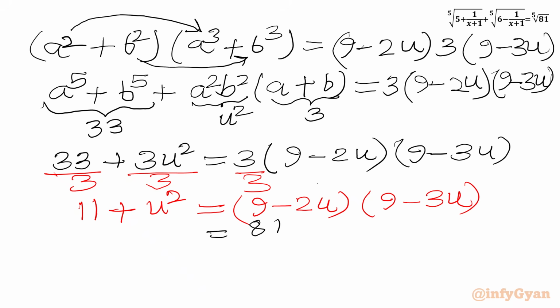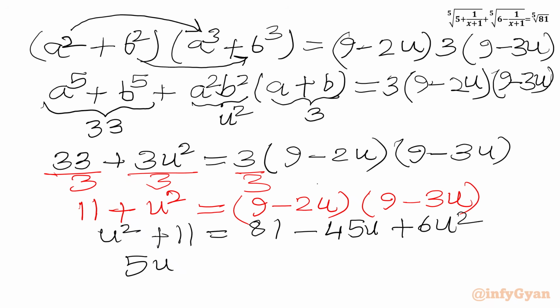So we will get 81 − 27u − 18u − 45u... plus 6u². In LHS we have u² + 11. We'll take all the terms to the right hand side. So 5u² − 45u + 70 = 0.